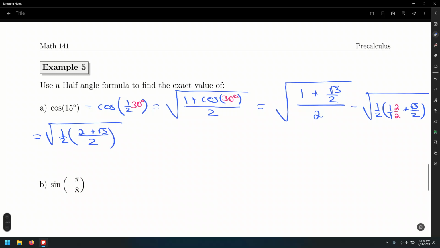Now, multiplying across, 1 times this 2 plus root of 3 will simply be 2 plus root of 3 in the numerator, and 2 times 2 equals 4. And we're almost there, except that how about we simplify the denominator, because the number 4 happens to be a perfect square, and the square root of 4 is 2. And the numerator, just leave it the way it is. Final answer.